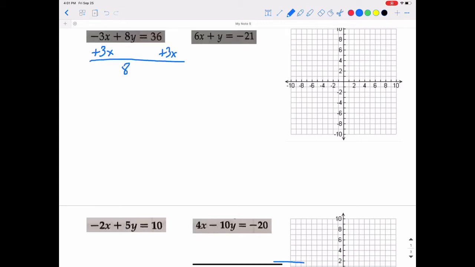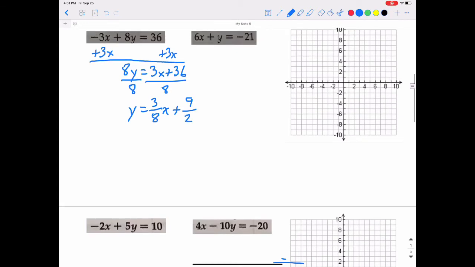So that'll give me 8y equals 3x plus 36. Divide by 8. So y equals 3/8 x plus, now 36 over 8, that simplifies to 9/2. It's about 4.5, and we'll need to know that for graphing purposes. And then do the same thing for the other equation.